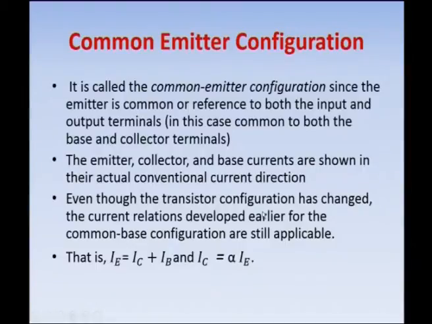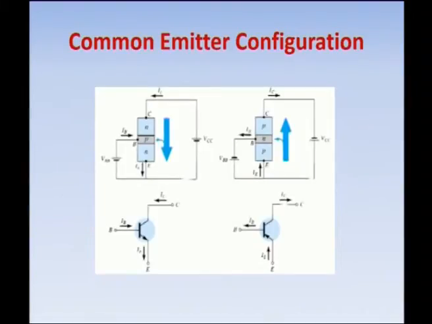And next is common emitter configuration. So, what may be the difference in the circuit when you compare it with the common base? Look at the circuit. Here the emitter is common in between base and collector. So, emitter is grounded, or you can take this as a common terminal, and the base is the input terminal, the collector is the output terminal, and this is for NPN transistor.